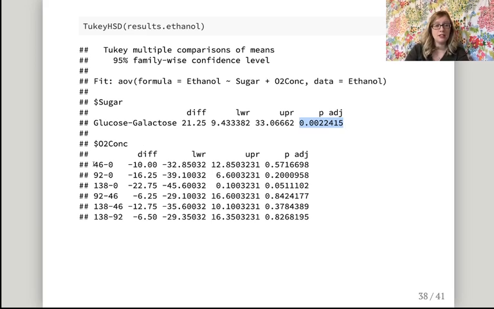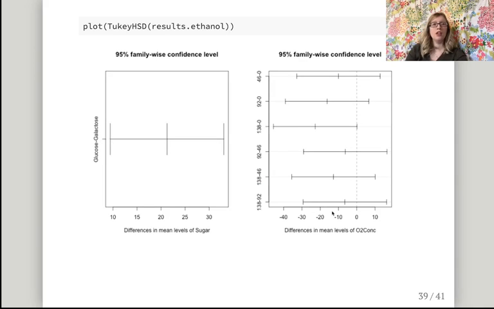For oxygen concentration, same thing. We've got difference, confidence intervals, and adjusted p-values. So it looks like the groups that are different in terms of oxygen concentration, there's a difference between the highest oxygen concentration and the lowest oxygen concentration. The others aren't that different. You can then plot these if you want to see how these confidence intervals compare.